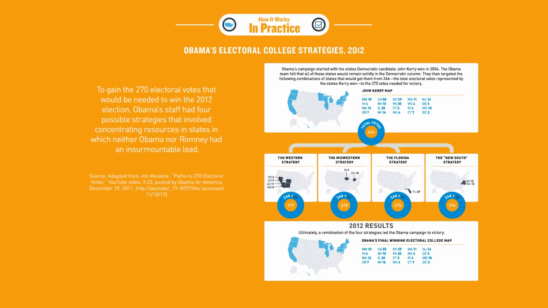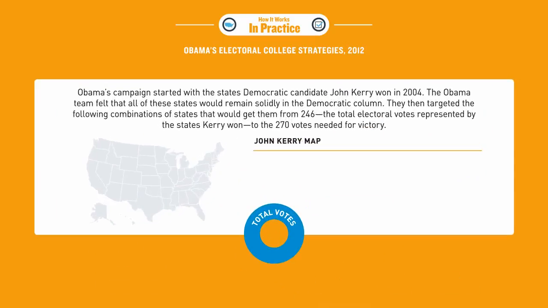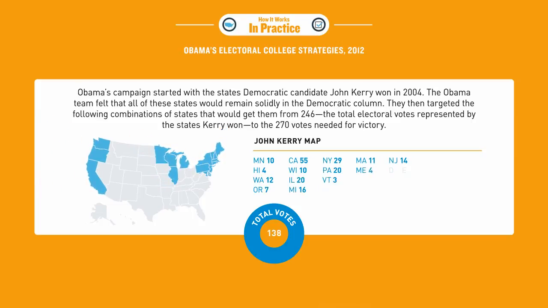Here, we will look at Obama's campaign strategy for winning the Electoral College votes in 2012. Obama's campaign team first identified the states that supported John Kerry in his failed 2004 bid. These 20 states gave Kerry 244 electoral votes, 26 shy of the 270 threshold necessary for victory. Assuming that these states would support Obama again in 2012, the campaign looked for other states that would help get him to 270. They used 2 criteria to identify potential targets.